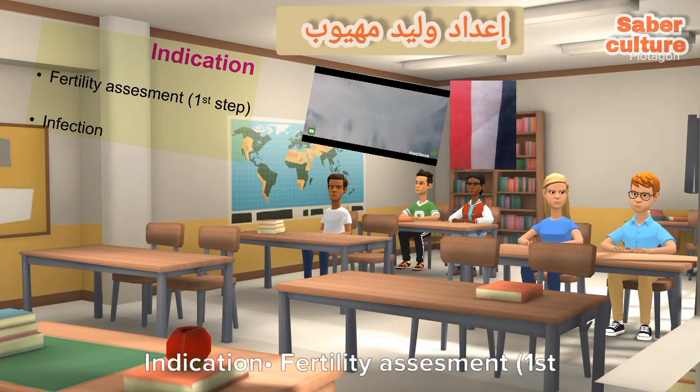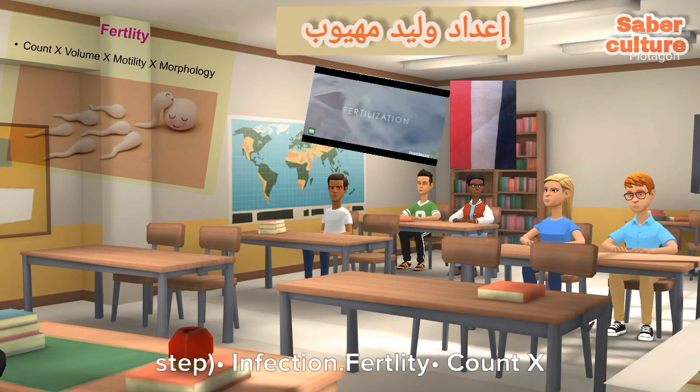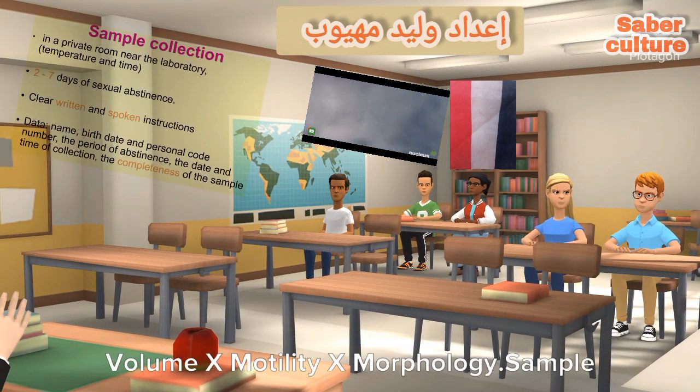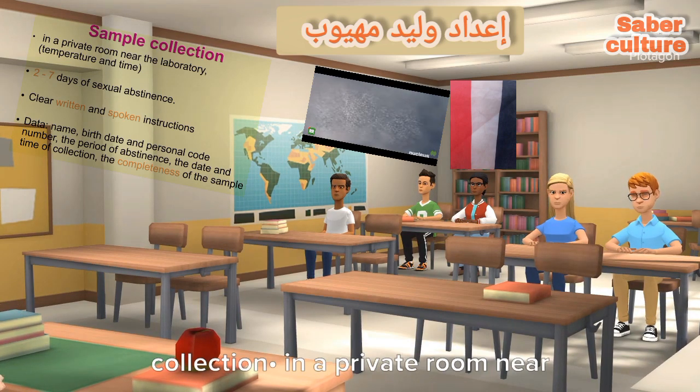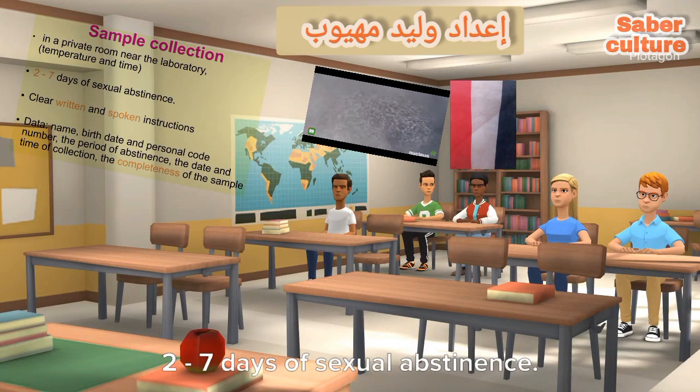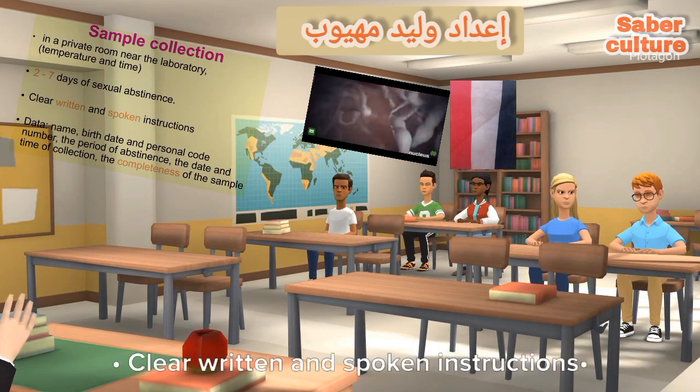Indication: fertility assessment, first step, infection. Fertility: count, volume, motility, morphology. Sample collection in a private room near the laboratory, with attention to temperature and time, after 2-7 days of sexual abstinence.